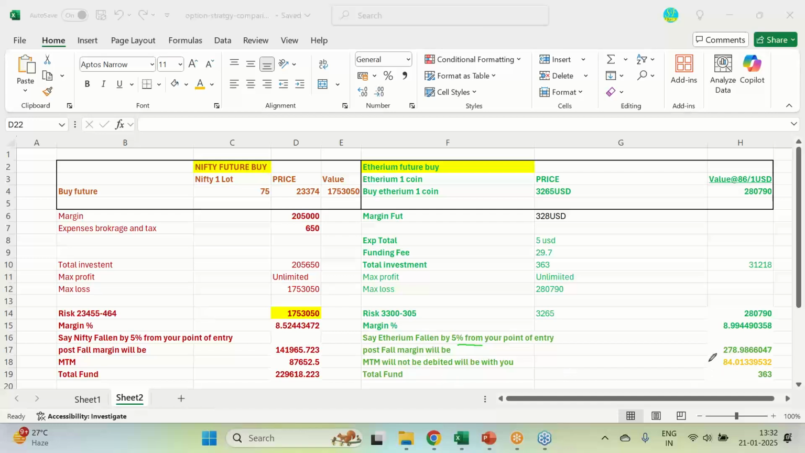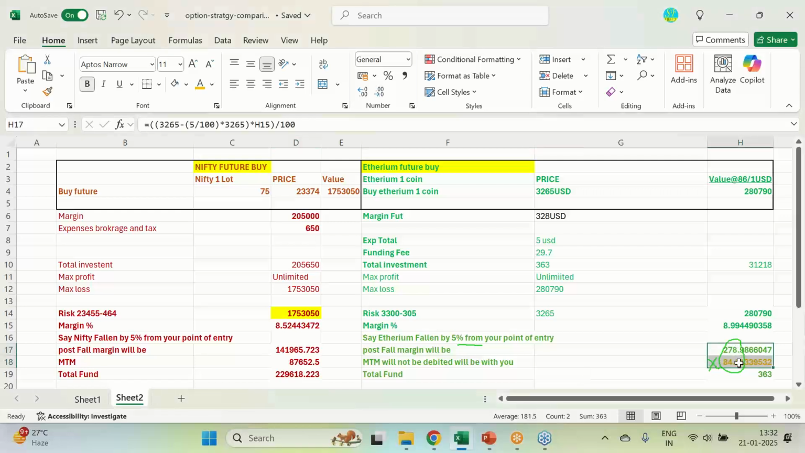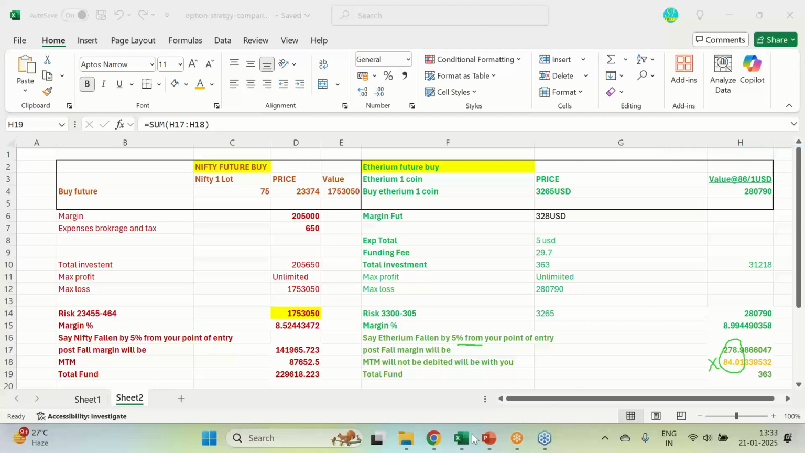This M2M is not getting debited from your account. The new contract also has the same 5x margin, no increment. So if you add both things, you do not have any extra requirement. The same 363 USD is required. I'll show you that.